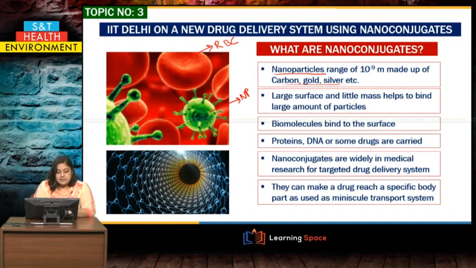You can see this is a picture of a nanoparticle, the inside picture. They have a large surface area. The surface area is very large and they have little mass. That helps them to attach a lot of particles on their body.